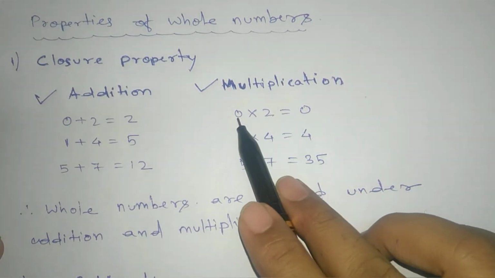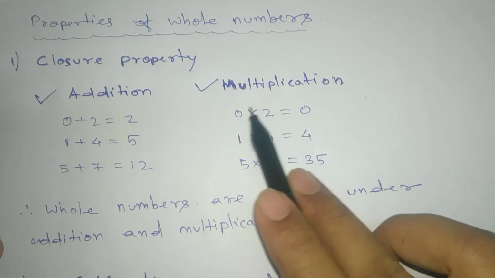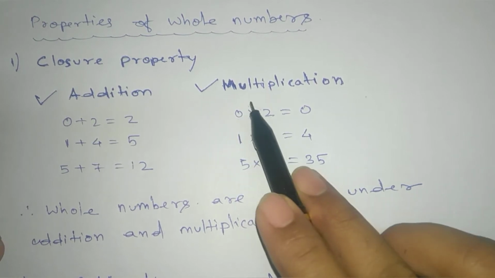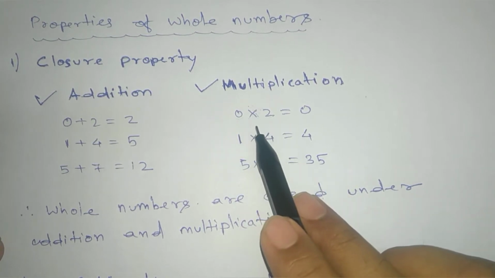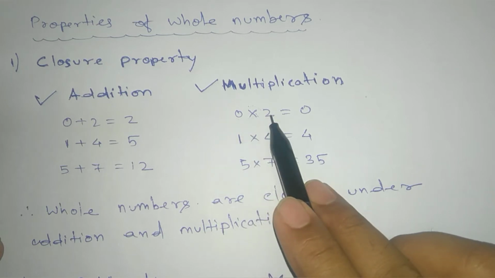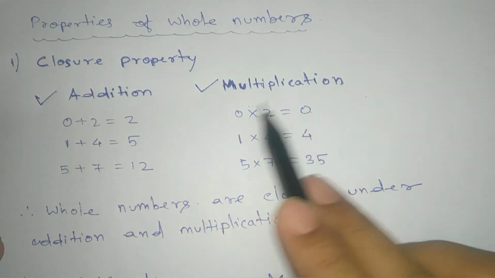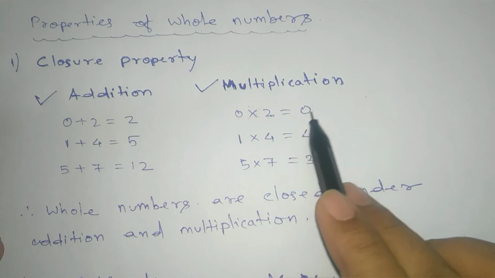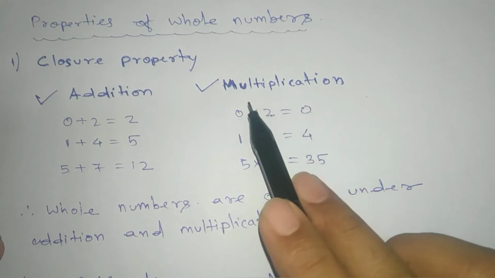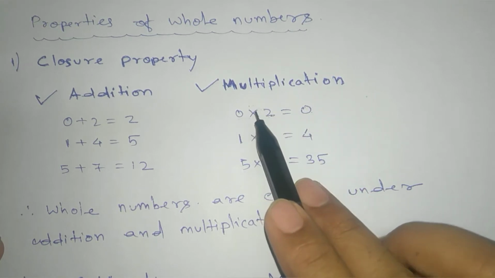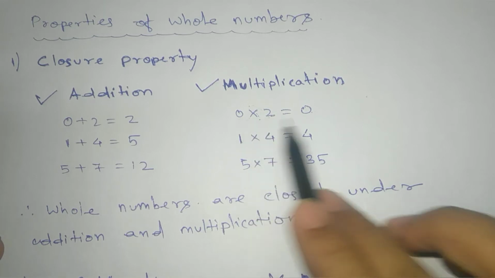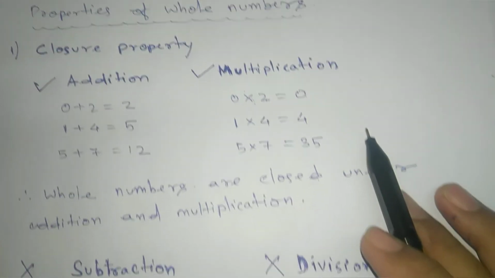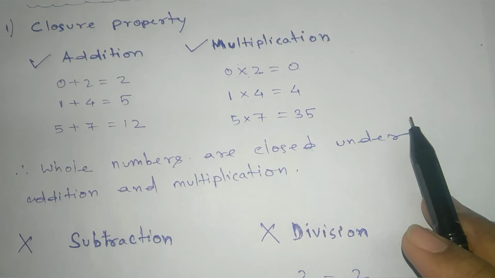Look at here, we have taken two whole numbers and we are applying the multiplication operation. So 0 into 2 will give you 0. So two whole numbers and the result is also a whole number, by what symbol? Multiplication symbol. Then this type of presentation, we say whole numbers are closed under multiplication.